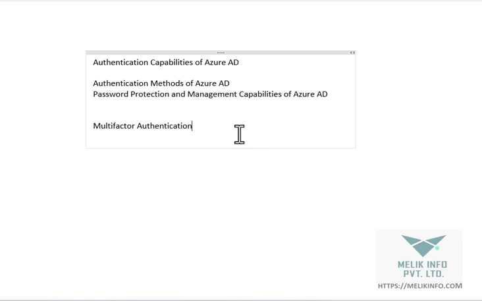Now, when we talk about multi-factor authentication, Azure Active Directory provides us multi-factor authentication. It is a new sign-in standard. Azure multi-factor authentication works by requiring something you know, which is your password, or it can even be a PIN.